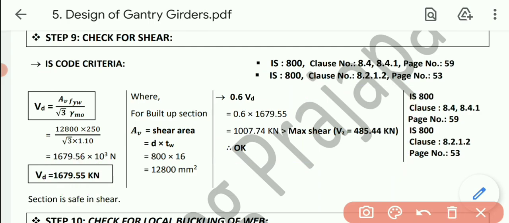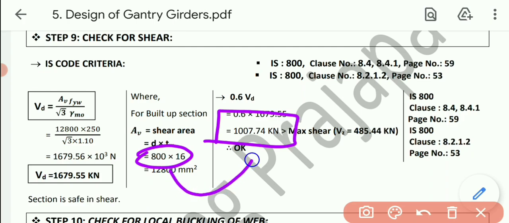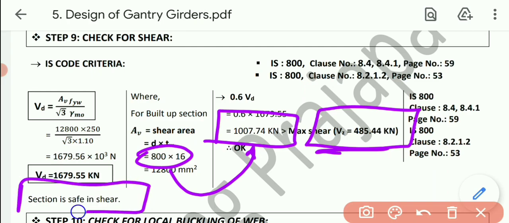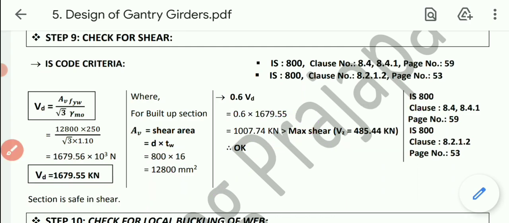Now what does this indicate? That the web which we have designed with the dimension 800 multiplied by 16 mm can resist the maximum shear force of 1700 kilonewton, and it should be greater than the VZ requirement calculated by us in step number 3, that was 485.44, which is greater than that one, and it's okay, no problem with that one. So our shear criteria is getting satisfied, so the section is safe in shear.